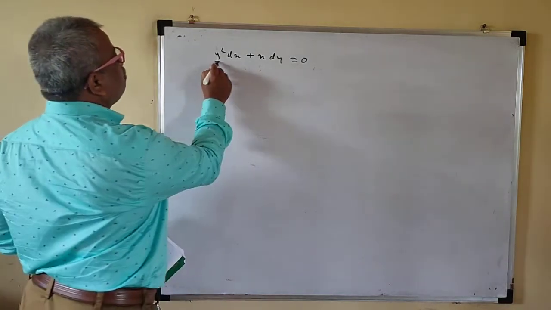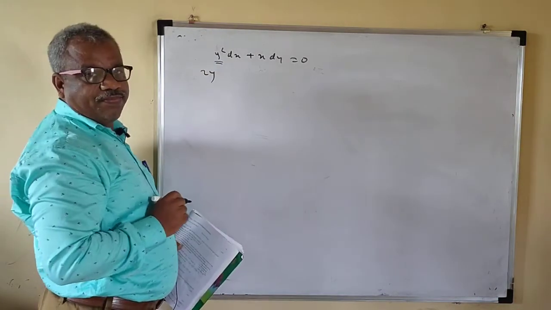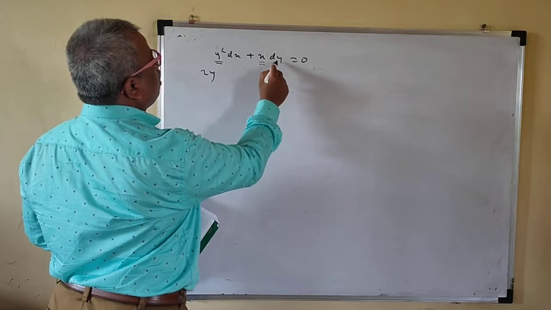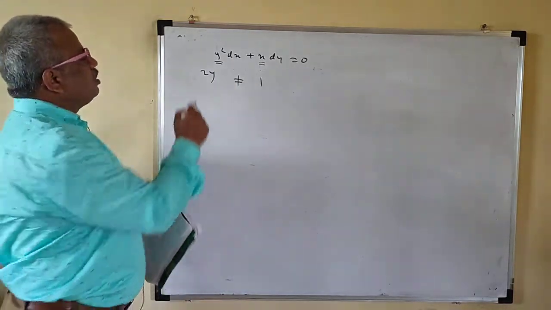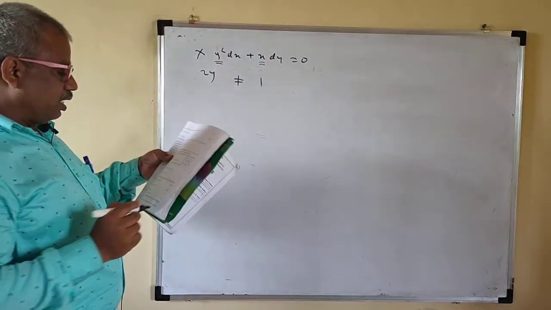We have to differentiate this with respect to y. So this is twice y. We have to differentiate this with respect to x. So this is 1. So twice y is not the same as x. So this is not exact. This is not exact. Okay.